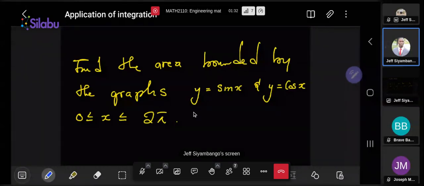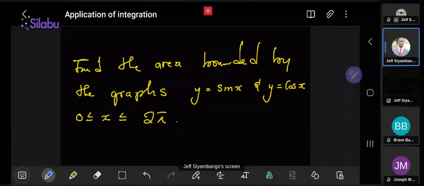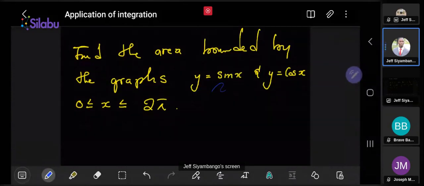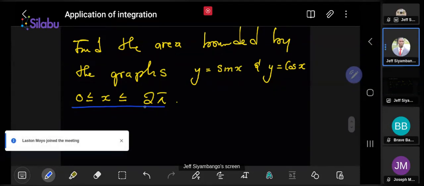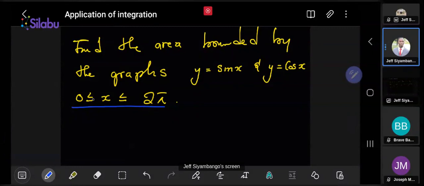Okay, so let's start with this question that I left you guys with in the previous class. In this question, what they're saying is find the area bounded by the graphs. This is the sine function, and that is the cosine function. And then we're given some form of a range here, just to control what we're doing. Otherwise, this would be endless because we know sine and cosine are just repeating functions.